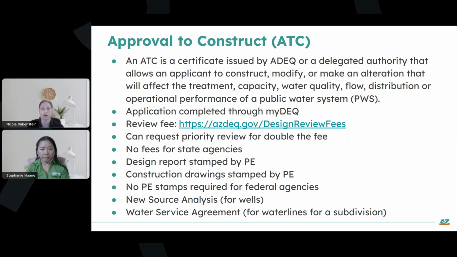For a new well, a new source analysis is also required. And for a water line for a subdivision, we also require a water service agreement. So those are the main components that are submitted for the ATC application online.